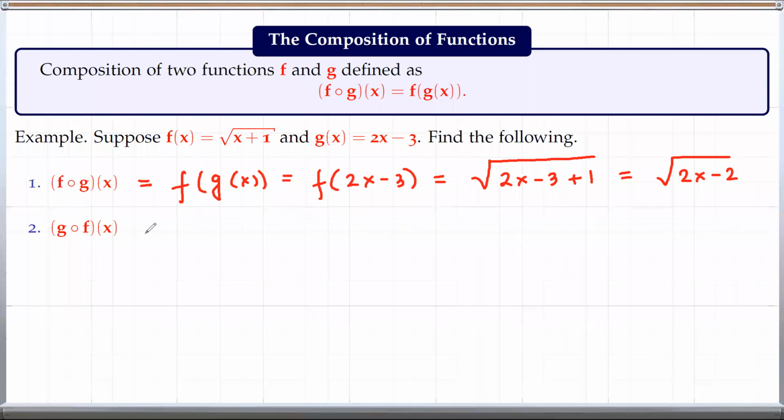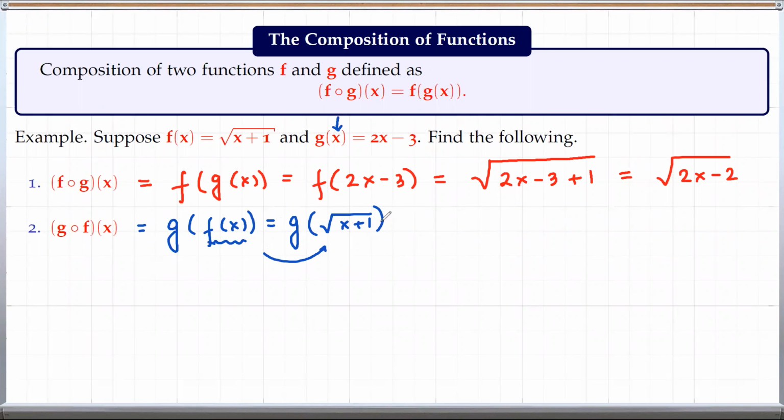We can simplify this a little further to make it square root of 2x minus 2. Next, we want to find g of f of x. So this will be g of f of x. And f of x is given to be square root of x plus 1. So we can replace this f of x with square root of x plus 1. Since g of x is 2x minus 3, we want to find g of square root of x plus 1. So if we replace that x with square root of x plus 1, we want to do the same thing to that x as well. So 2 square root of x plus 1 minus 3. So this is the composition g of f of x.